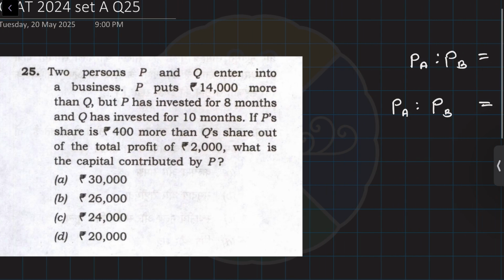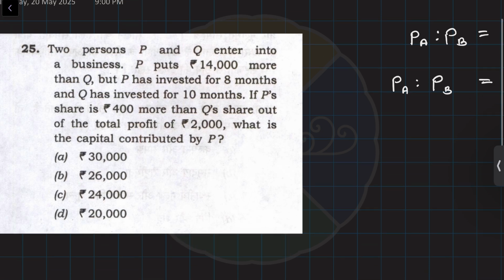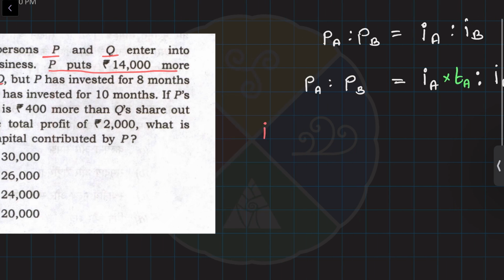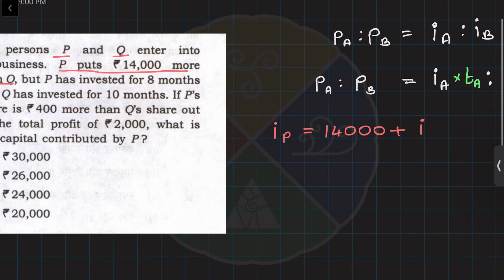Now here this is a compound partnership. Why is it a compound partnership? Because they are investing time and also money. Now let's see the question. Person P and person Q enter into business. P puts in 14,000 more than Q. That basically means the investment of P is 14,000 rupees more than the investment of Q.